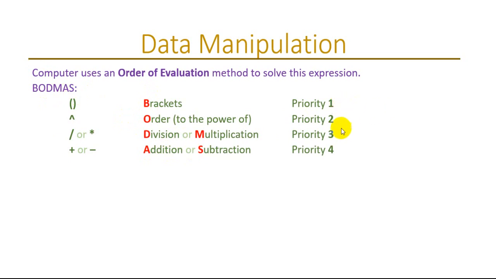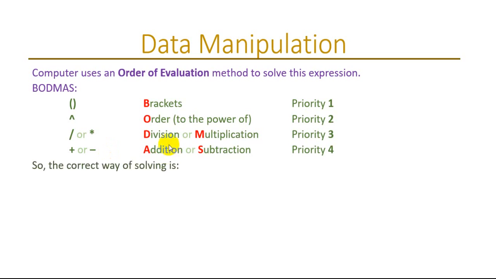And the priorities go like this. Highest priority goes to the bracket. Next level goes to the power, the exponent, and third level goes to division or multiplication. Fourth level is addition or subtraction.